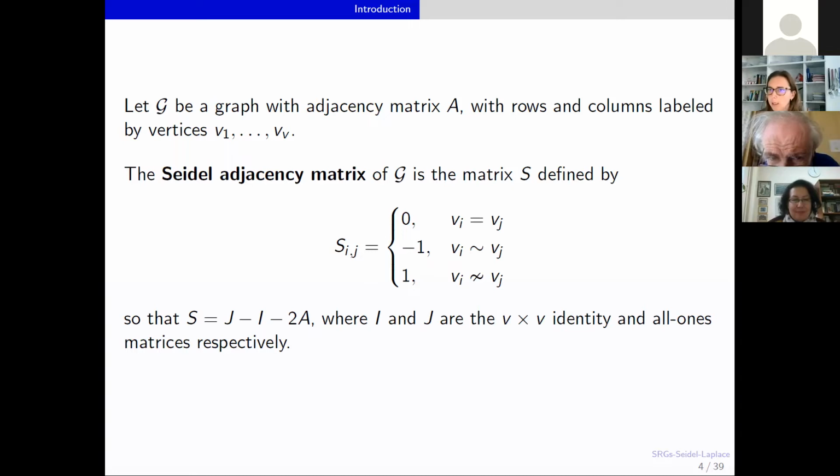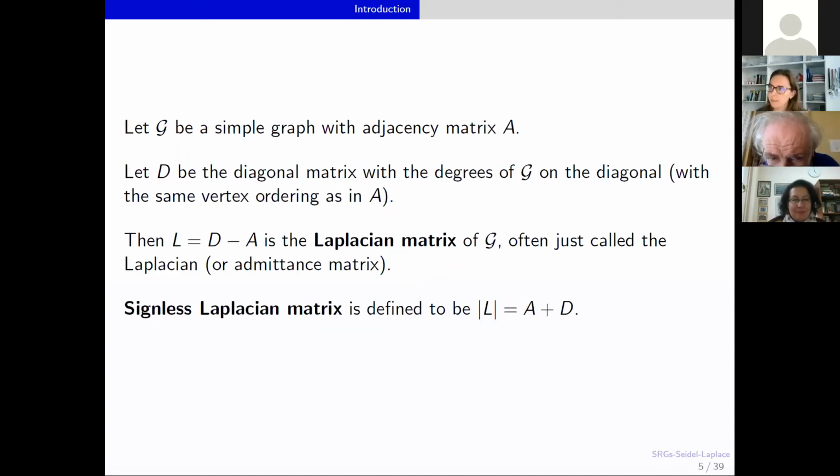Okay, this is the Seidel matrix, one type of matrix that we will use in this work. The other matrices that we will use are Laplacian matrices. Laplacian matrices are defined for a simple graph. So let G be a simple graph, that is, a graph without loops, having adjacency matrix A.